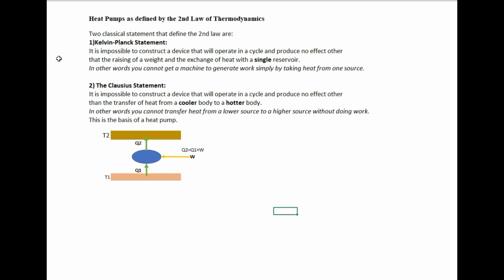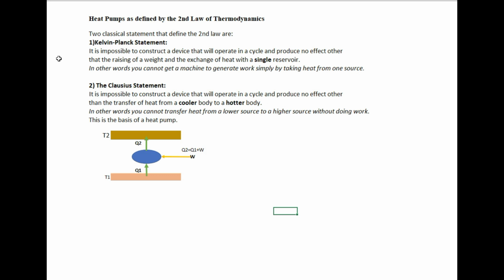One of them is the Kelvin-Planck statement. Basically it says it's impossible to construct a device that will operate in a cycle and produce no other effect than raising of a weight and the exchange of heat with a single reservoir. So in other words, you can't take heat out of one source without rejecting it into another one.